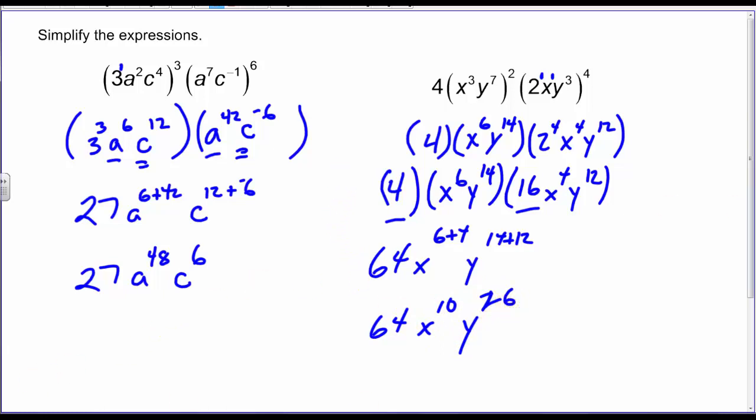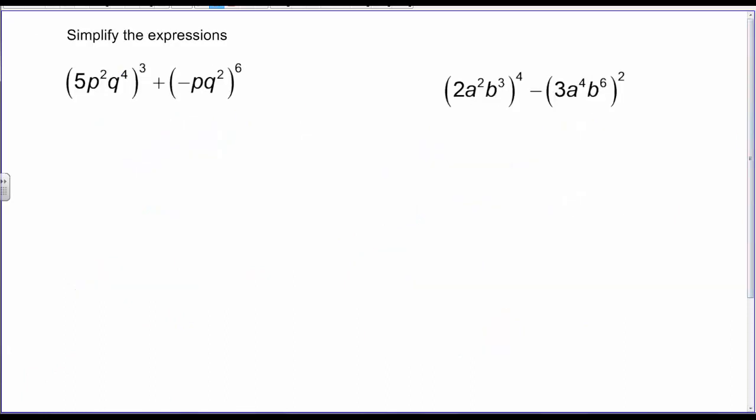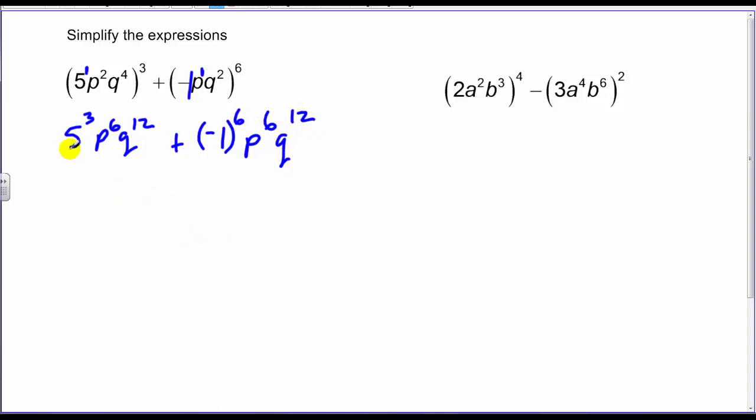Couple more. Now we're going to take and put almost everything together in this case. Notice unwritten power of 1, unwritten power of 1 here. This is 5 to the 3rd, p to the 6th, q to the 12th, plus, and this is an unwritten negative 1. Negative 1 to the 6th power, p to the 6th, q to the 12th. So I'm going to simplify a little bit.